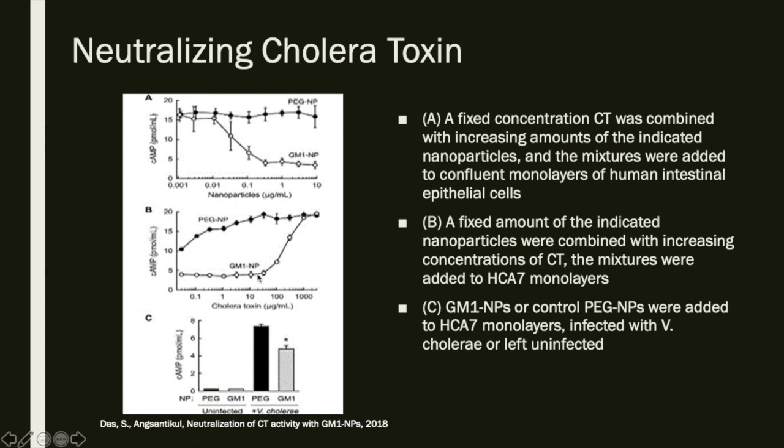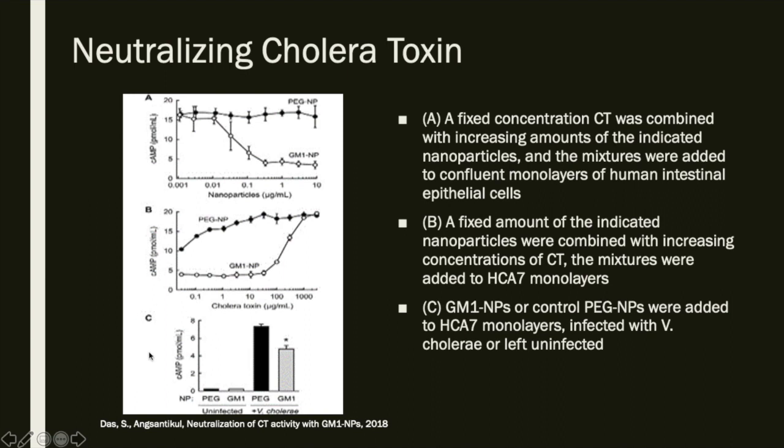In graph B, you can see that they used a fixed amount of the indicated nanoparticles instead and combined that with increasing concentrations of cholera toxin, and they measured the cAMP amounts as well. But since there was a fixed amount of nanoparticles, as the cholera toxin increased, so did the amount of cAMP, because there weren't as many decoy receptors for the cholera toxin to bind, so it continued to bind to the actual receptors, leading to more production of cAMP.